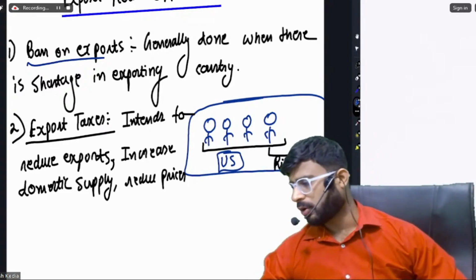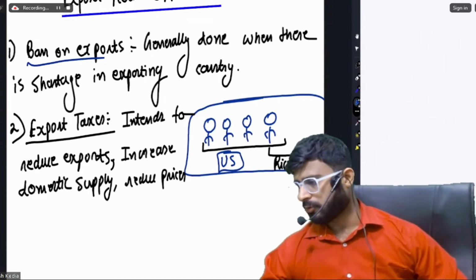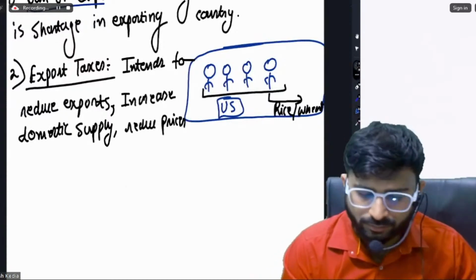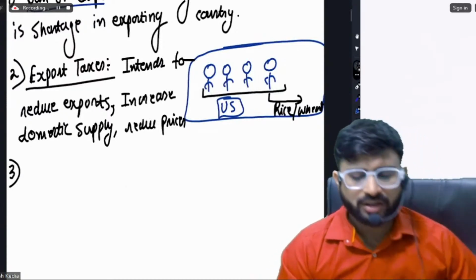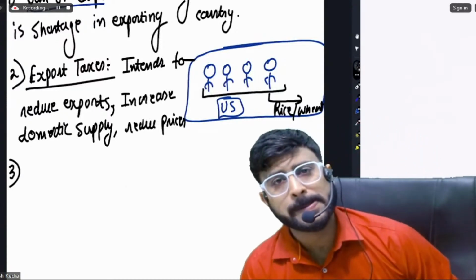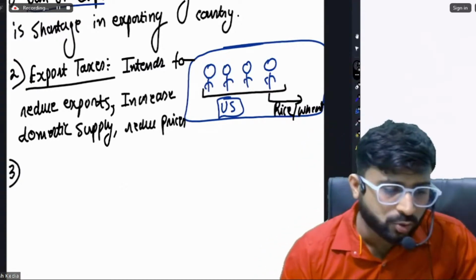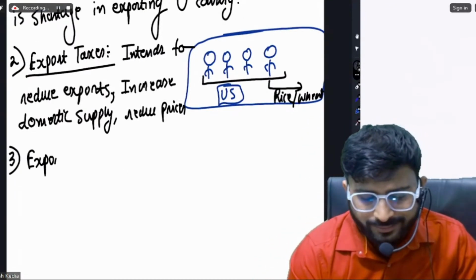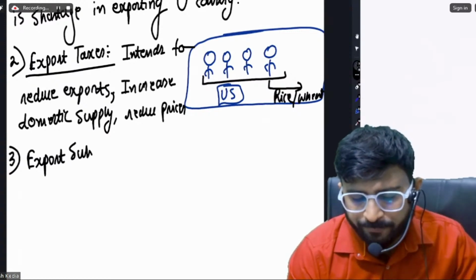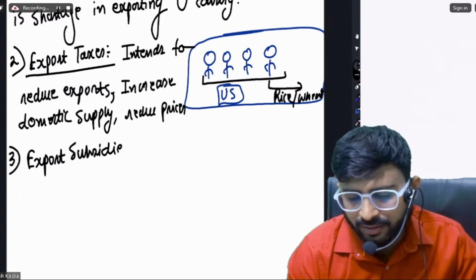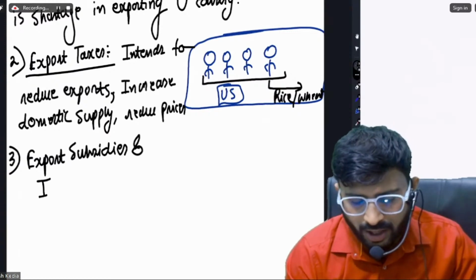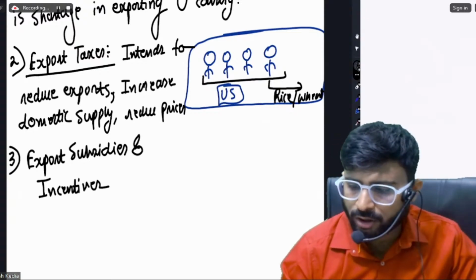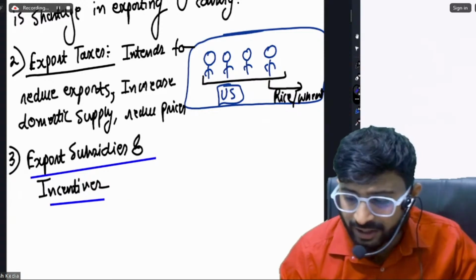Okay, so let's talk about that now. The third one. Let's talk about the third one. In the third one, what happens, dear students, is we talk about export subsidies and incentives. We talk about export subsidies and incentives.